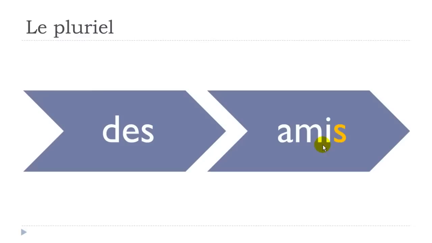You add an s at the end of the word. In most cases you won't pronounce it, but you will have to write it. And so you've got des amis. If you make the liaison, the link between the two, you will get des amis. So ami, remember, doesn't change. Even if you write the s, you don't pronounce it.